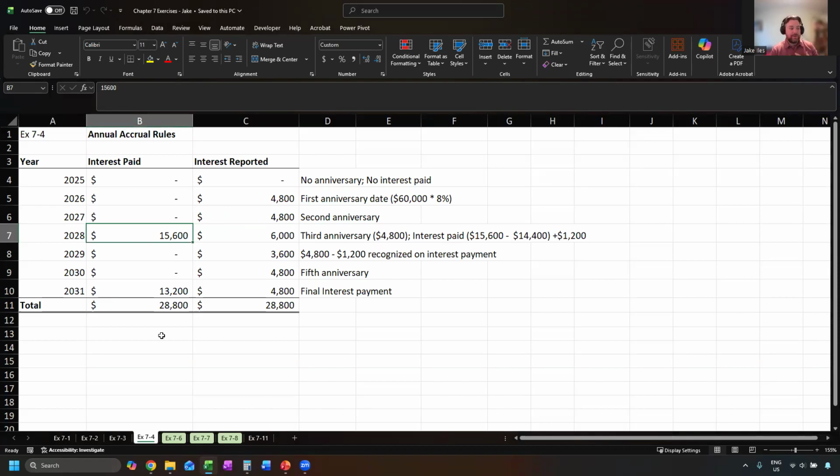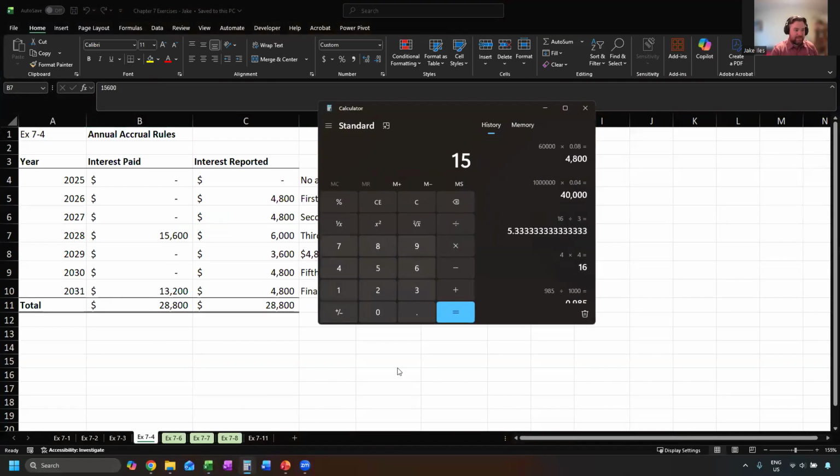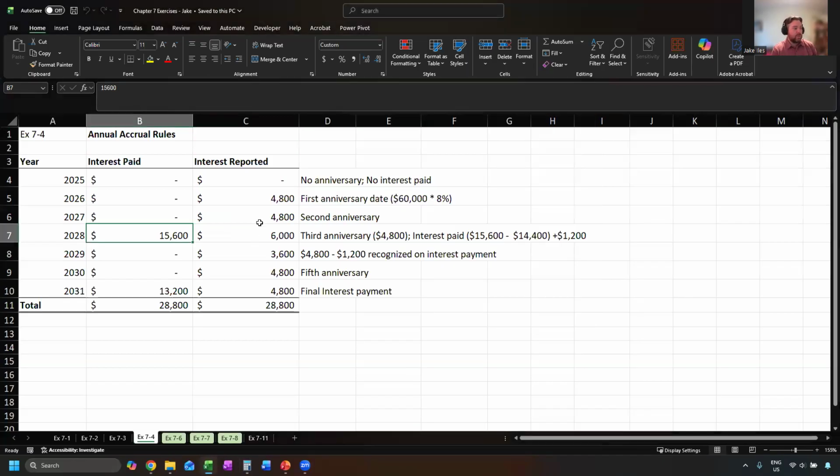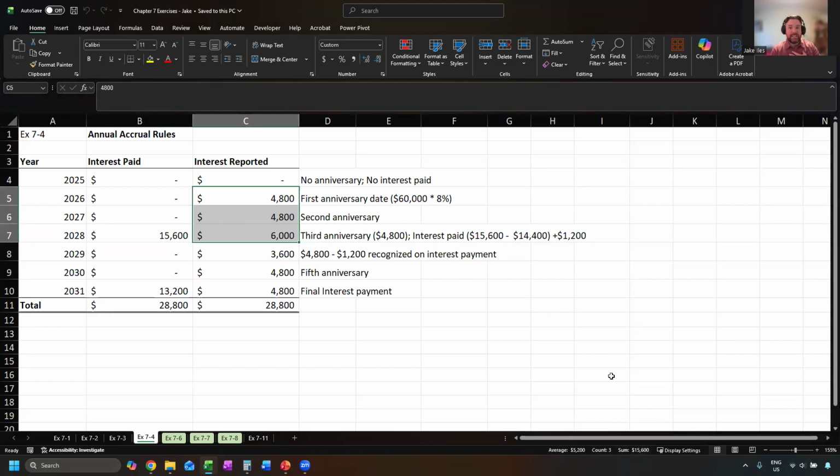$15,600. That's how much money we've received. We got paid $15,600, but we already recognized $4,800 at the first anniversary date and $4,800 at that second. So the money collected, we've already reported about $9,600. So we need to make sure we're reporting what's left. So in 2028, we need to recognize $6,000. That's the income up to this point that we've received.